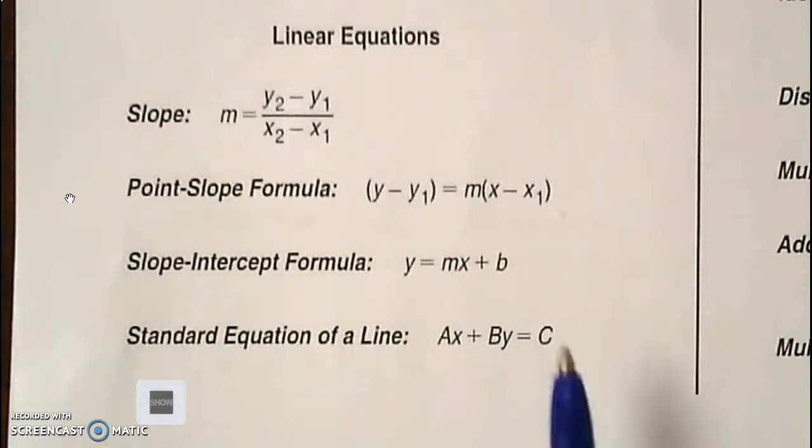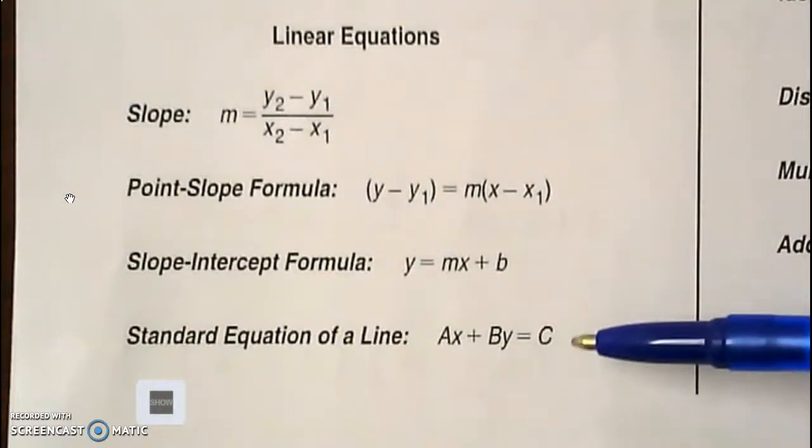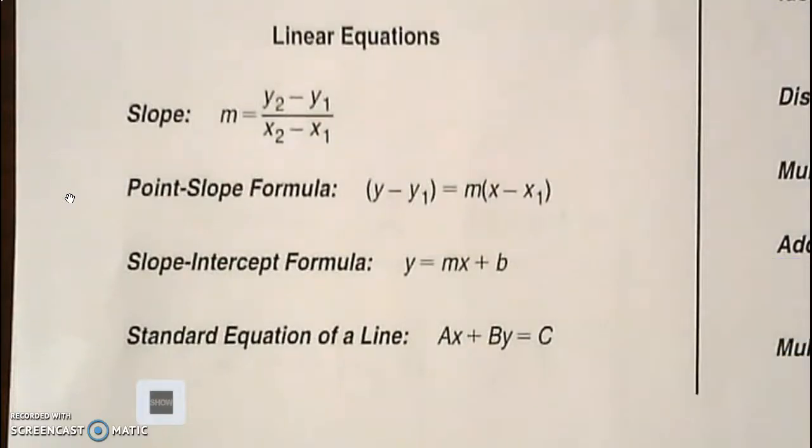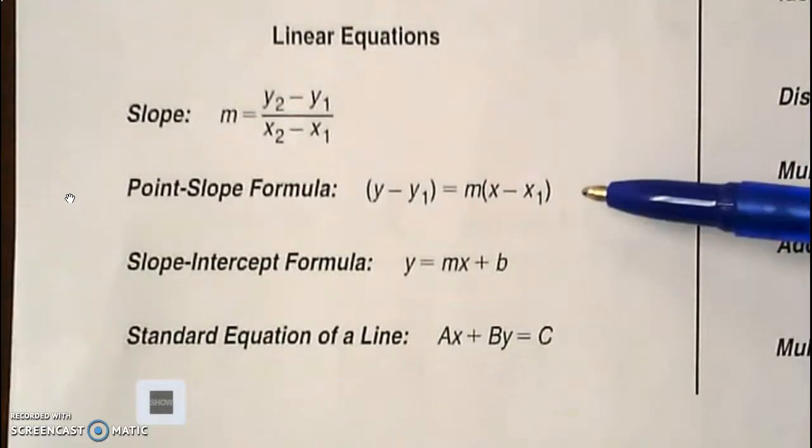This is called standard form. If you picture a, b, and c as numbers, we've seen those. In fact, in a couple of assignments, we had to change equations from standard form into slope-intercept form. Remember, we had to subtract the x term on both sides, then divide by the coefficient of y. This is the one we haven't seen yet.